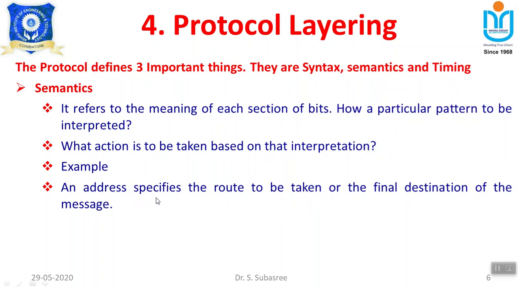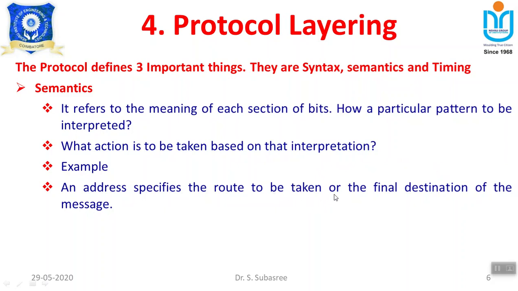See, for example, what is the meaning of this? The address specifies the route to be taken. The first router received this information. In this case, it knows that it has to be handed over to the second router. So here the address is very important. The location of the second router, it has to follow, or it has to forward that particular message to the second router. Or when the second router receives this information, it knows that there is a destination machine which is connected to this router. So it will hand over the information to the final destination.